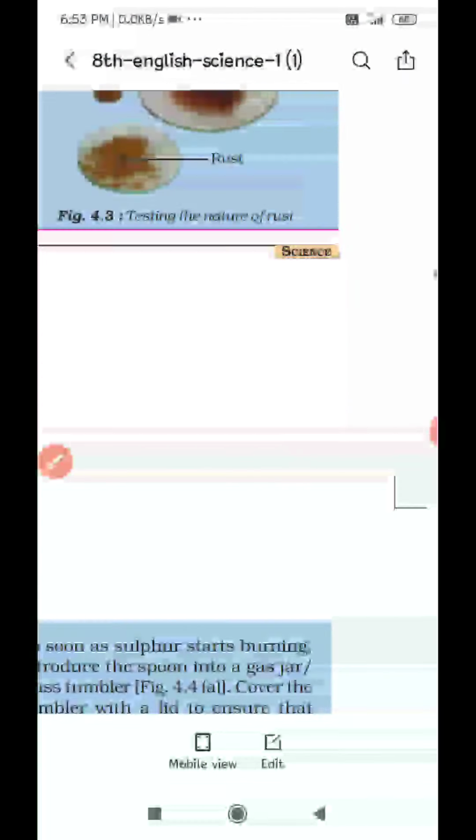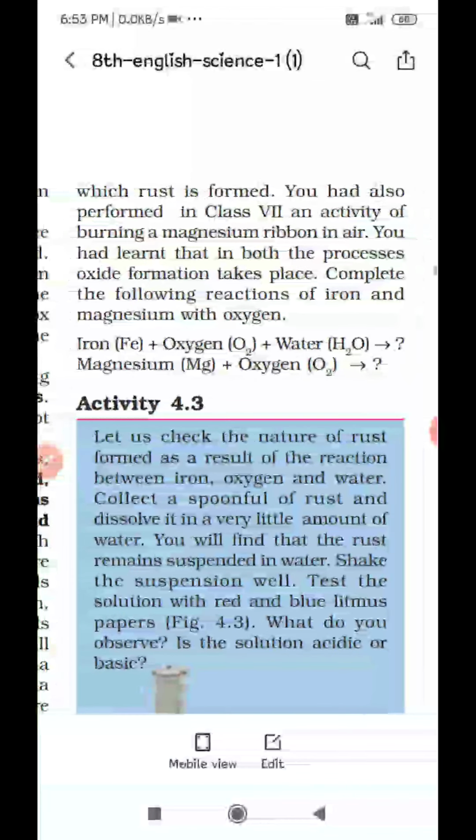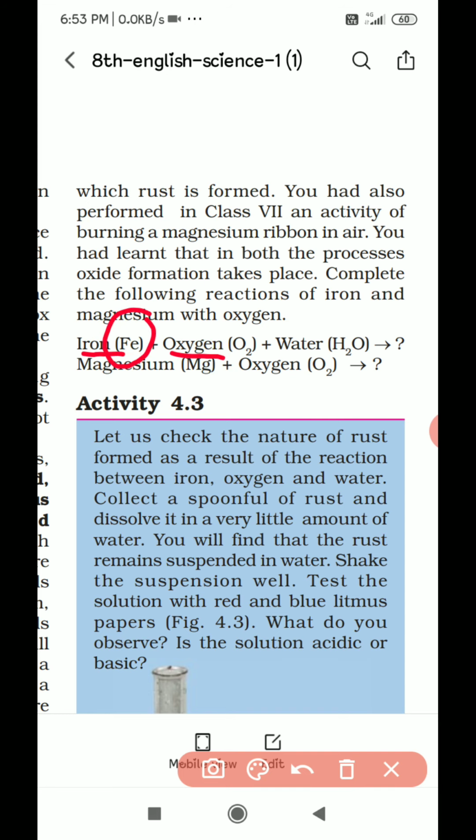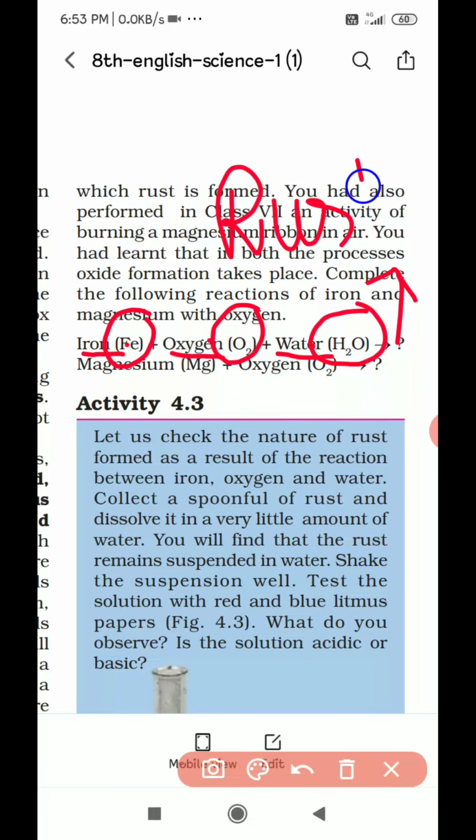Now let us learn the word equations. We have learned two activities. One is about rust, second is about ash which is formed on the burning of magnesium ribbon. So the first word equation is: when iron, remember the iron chemical formula is Fe, oxygen chemical formula is O2, water chemical formula you are all aware is H2O, when iron, oxygen and water combine, the product we will get is rust.